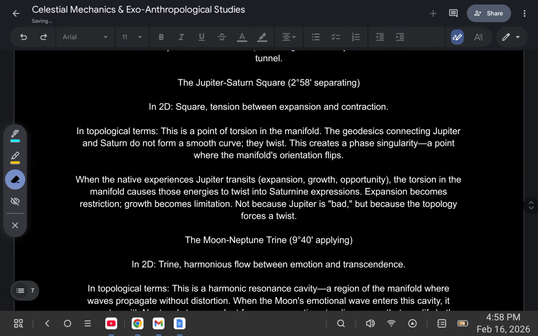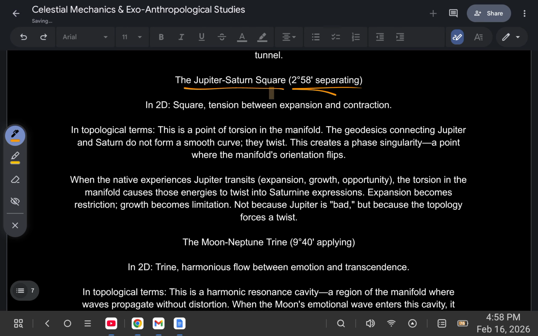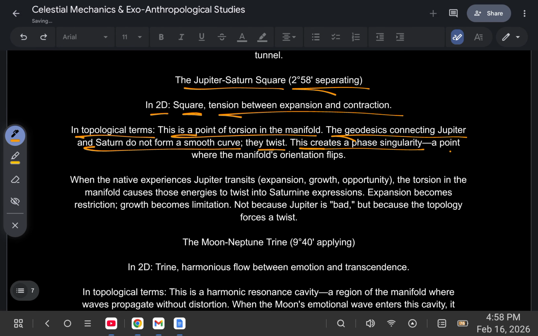Jupiter-Saturn square, 2.58 degrees, separating. In 2D, a square, tension between expansion and contraction. In topological terms, this is a point of torsion in the manifold. The geodesics connecting Jupiter and Saturn do not form a smooth curve, they twist. This creates a phase singularity, a point where the manifold's orientation flips.